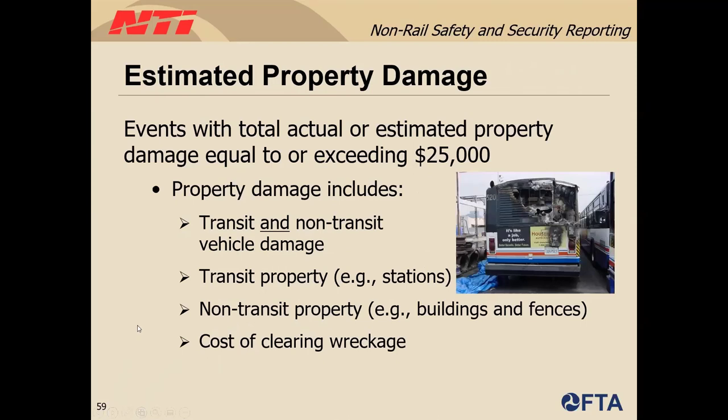Now the property damage threshold. Events with total actual or estimated property damage equal to or exceeding $25,000 are automatically reportable. Property damage includes transit vehicle and non-transit vehicle damage, damage to transit stations, bus stop signs, and shelters if applicable. The cost of non-transit property, private property, buildings, fences is included, and also the cost of clearing the wreckage.